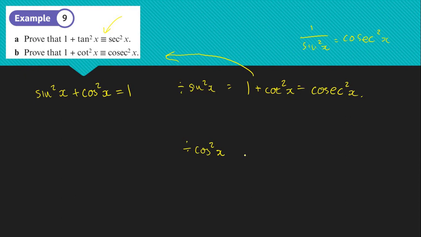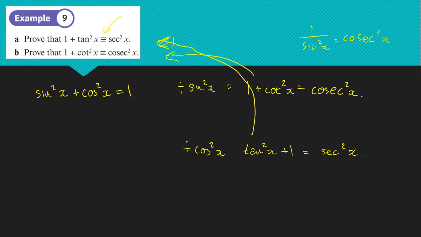Next, you've got dividing by cos squared x. Well, sine squared x divided by cos squared x, that's going to be tan squared x. Cos squared x divided by cos squared x is going to be plus 1, is equal to 1 over cos squared x. Well, that's sec, isn't it? Okay, so that's going to be sec squared x. And so therefore 1 plus tan squared x is equal to sec squared x. There it is. That one is the first one.